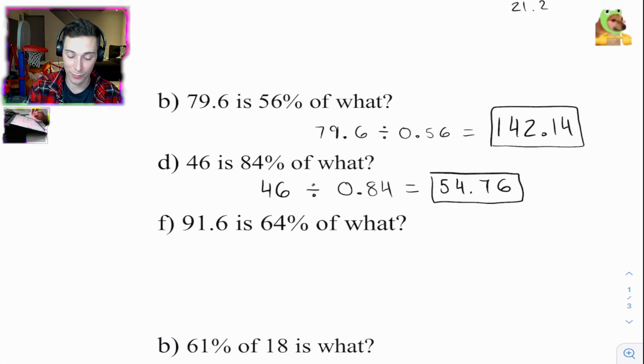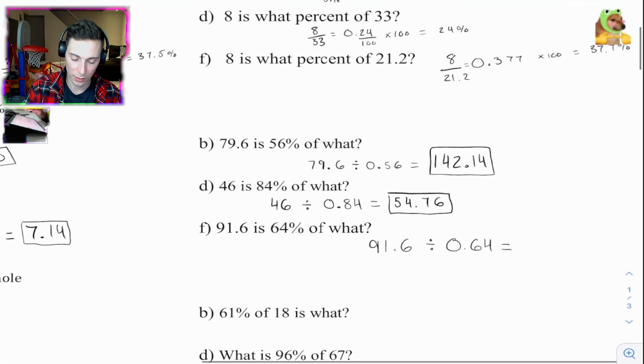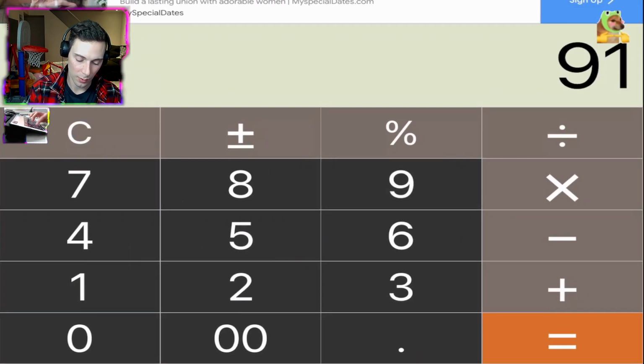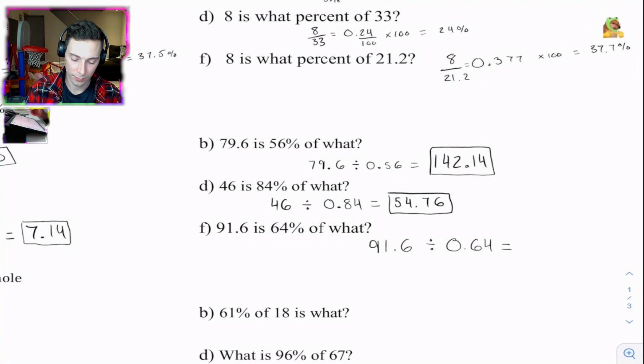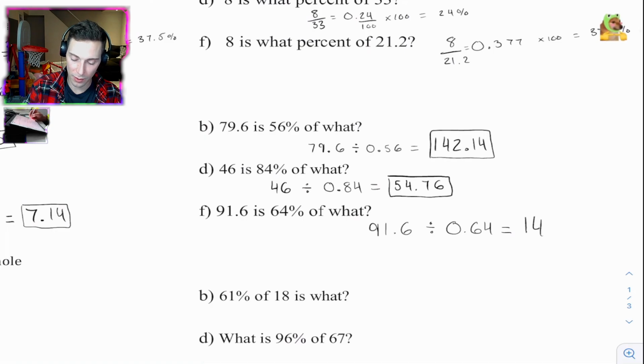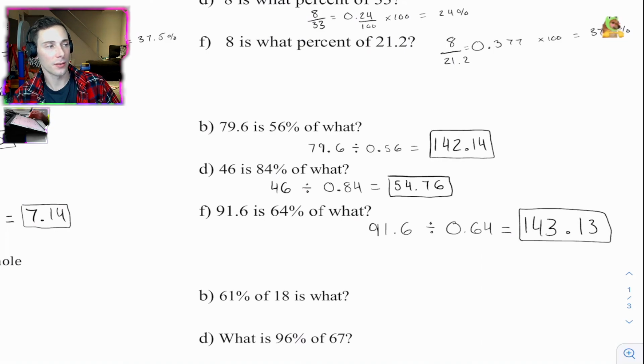91.6 is 64% of what? 91.6 divided by the percent, 0.64, is going to be equal to the whole. 91.6 divided by 0.64 is 143.125. I'm rounding up to 143.13, and it's probably just going to say 143.1 in your answers, but that's totally fine.